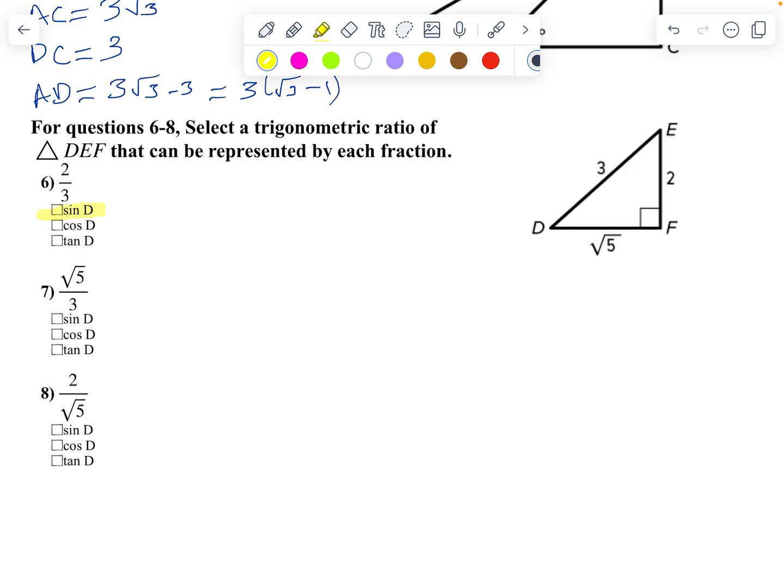Okay, next one, I'm still looking at D. So the square root of 5 is adjacent. 3 is my hypotenuse, so that's cosine. 2, opposite, square root of 5 adjacent, so that's tangent for question 8.